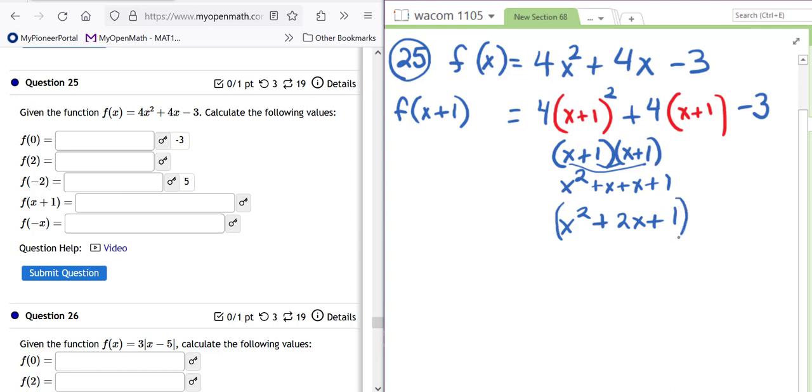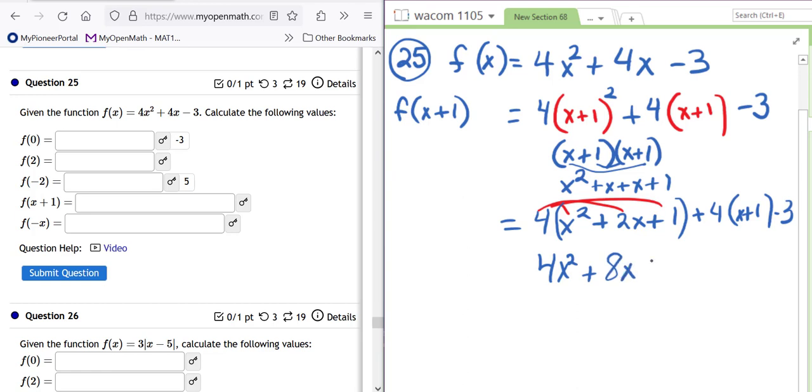I still have the 4 outside here. So I'm going to have to multiply that. I'm going to bring the rest down just to make it look nice. All right, so now I have to distribute this 4. So we have 4x squared plus 8x plus 4. Parentheses comes off. This one distribute. You have 4x plus 4. And then last we have a minus 3.